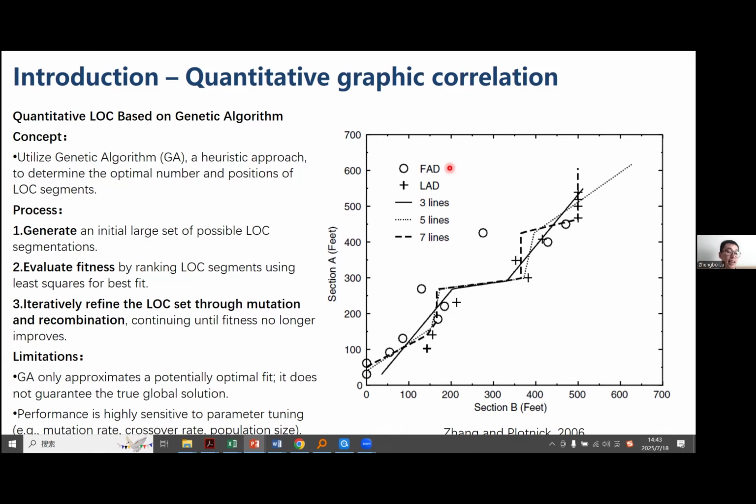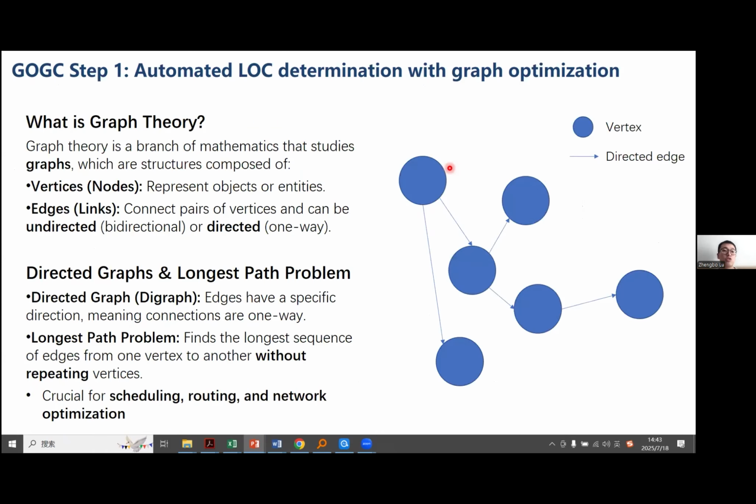First, the GA, the genetic algorithm, is one of the heuristic approaches, so it can only approximate a potential optimal fit. And also, the performance of this algorithm is highly influenced by parameter tuning, like the mutation rate, crossover rate, and population size. So in our study, we tried to design a new way to automatically determine the LOC by using graph optimization.